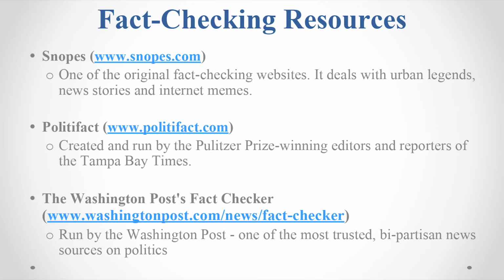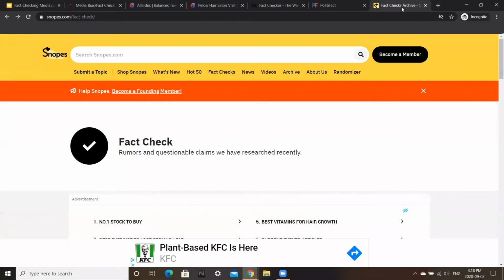Okay, so here are 3 great fact-checking resources that will help you check whether a site or an article is reliable in regard to its facts. So the first one is Snopes. So Snopes normally checks on a certain article, such as a news story, or things such as urban legends and internet memes. So we go into Snopes, which I have over here.